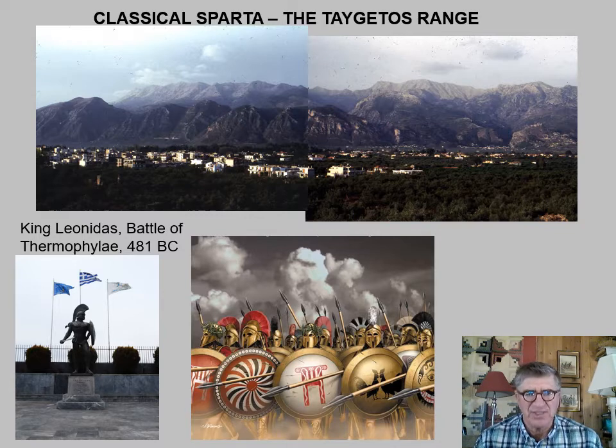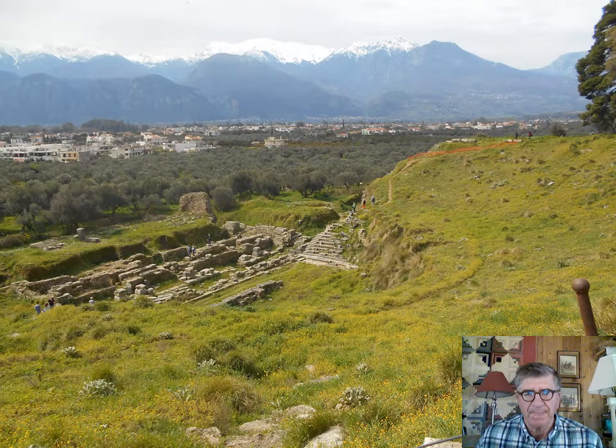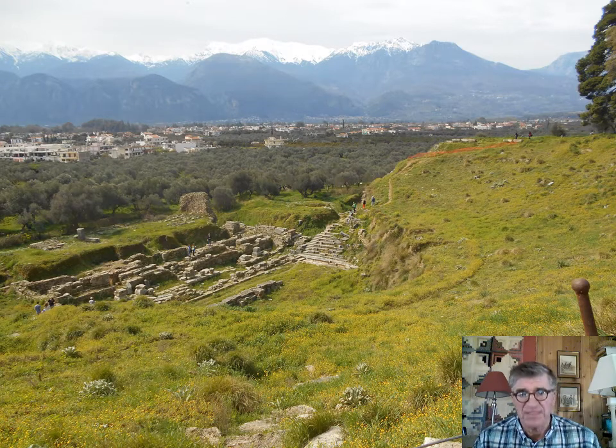Here is the statue of King Leonidas in front of the sports arena at Sparta. Leonidas was the king who died fighting the Persians at the Battle of Thermopylae in 481. The most impressive remains at Sparta is the Roman era theater. The Spartans were not famous for their architecture or their writing, they were famous for their warriors.